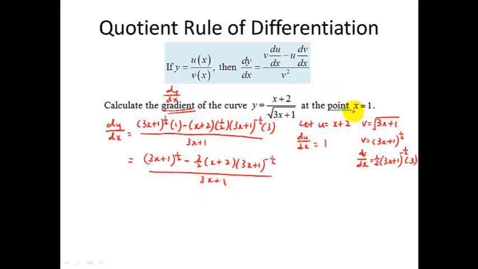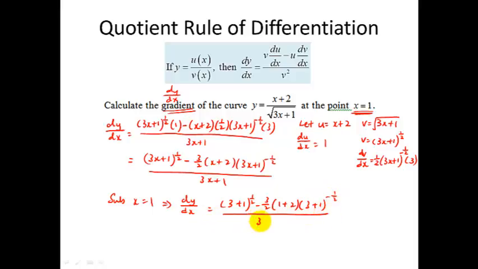Now, since I'm given a point x equals 1, I am going to substitute x equals 1 straight away into dy/dx. So substituting, pressing everything into the calculator just to get the answer. The gradient is minus 1 over 16. So this is the gradient at the point x equals 1.